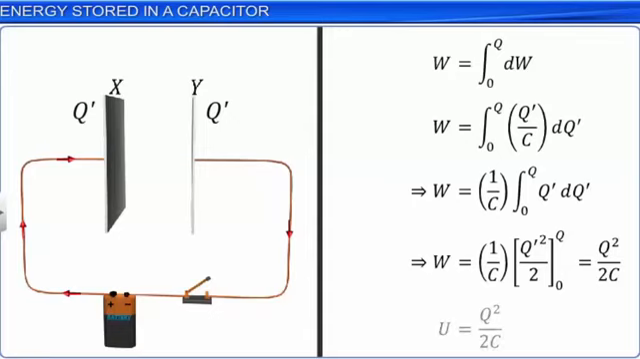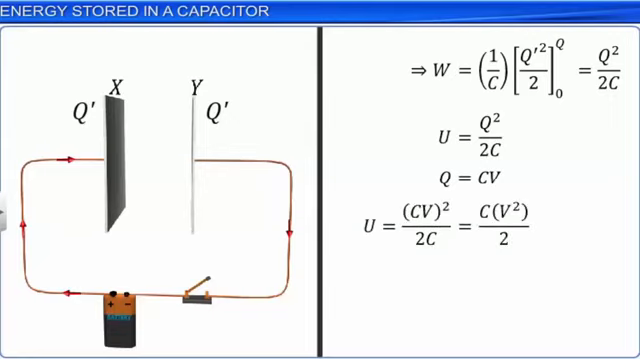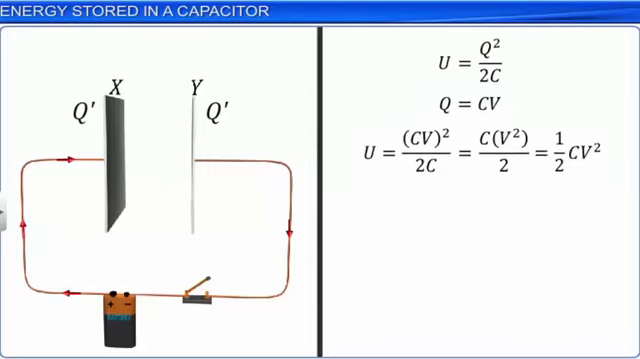Using Q equal to CV, we also see that energy stored U is equal to Q squared by 2C, which is also equal to half CV squared. Now, since Q is equal to CV, U is equal to half QV.